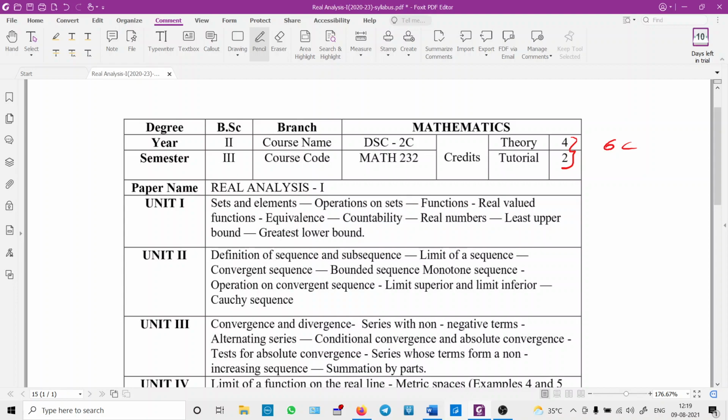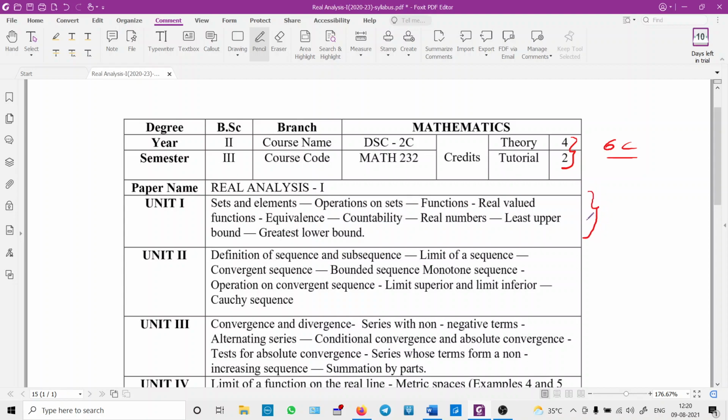First, we will see what the contents of this subject, Real Analysis, are. The main part of this is C, the number of credits, that is 6 credits for this subject. And these are the contents of unit number 1.